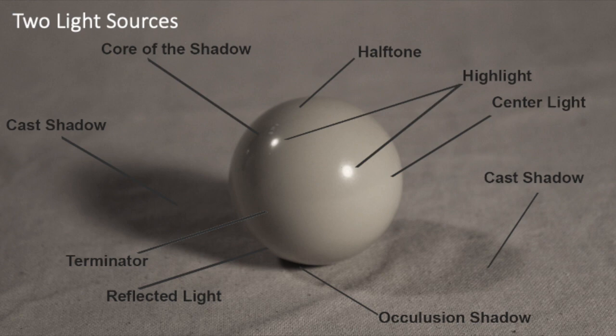With two light sources, the terminator and core of the shadow become softer and less distinct. The occlusion shadow becomes more pronounced as the two light sources create two smaller cast shadows. The cast shadows and the halftones also have less contrast and are a little lighter. Factors like this will vary depending on number and direction of light sources. The best tool to combat this is close observation and understanding of the anatomy of the shadow.